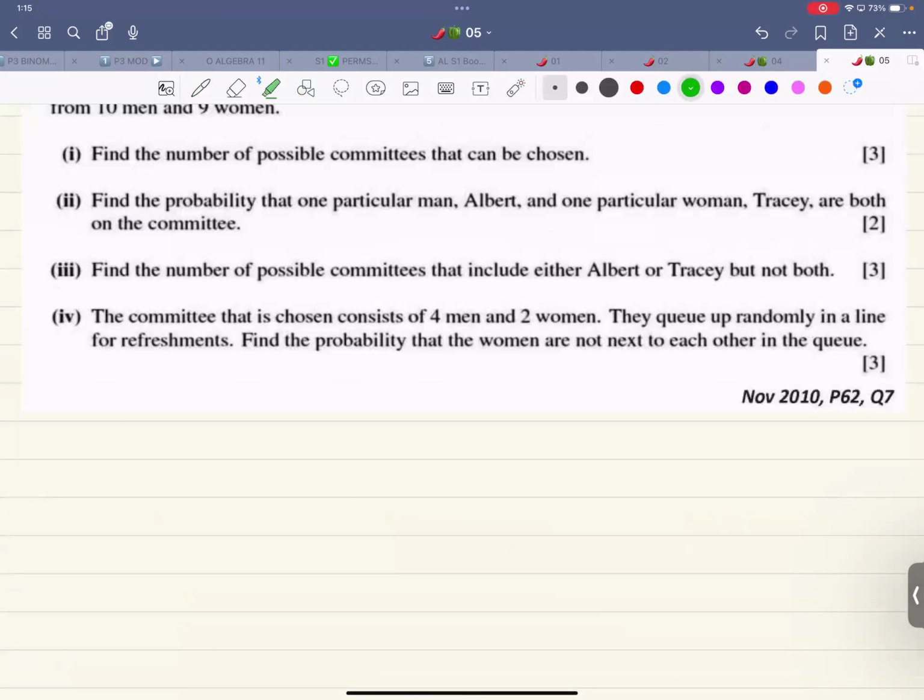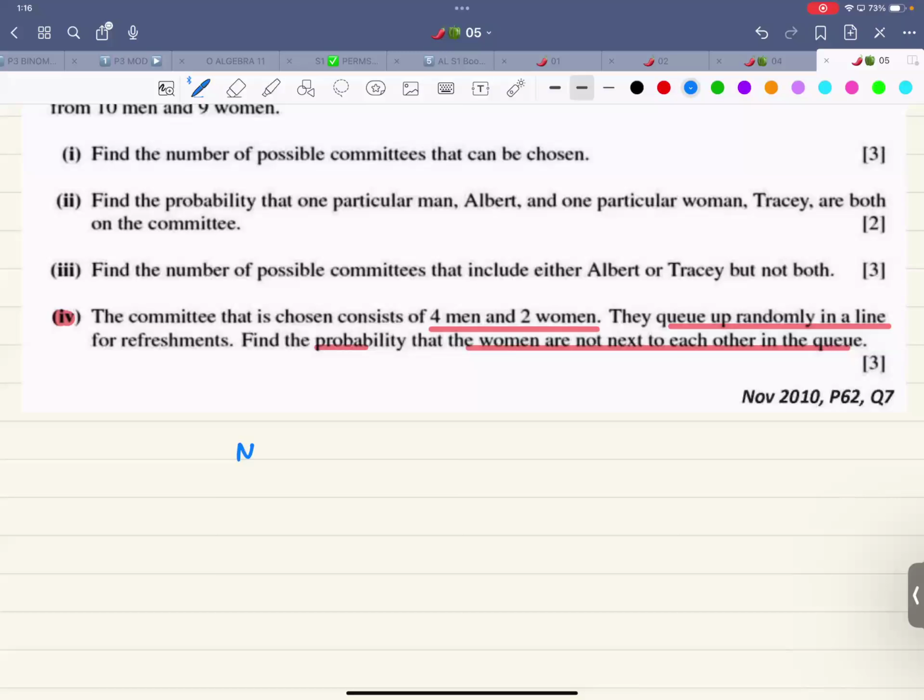This thing, it says the committee that is chosen consists of 4 men and 2 women. They queue up randomly in a line. So this is arrangement. This is not selection. Find the probability. Women are not next to each other in the queue.